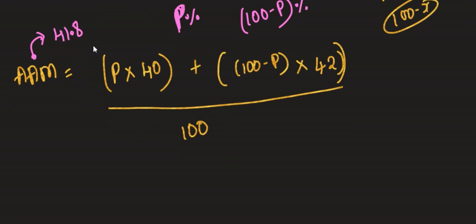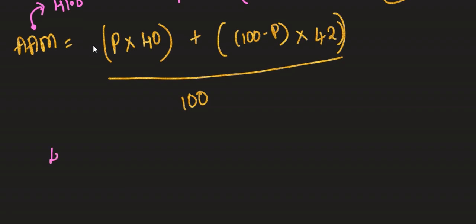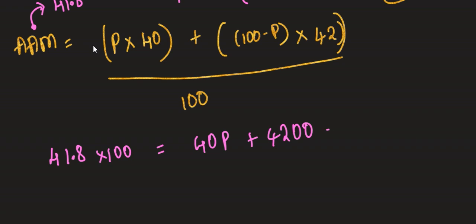41.8. Okay, so let us try to substitute here. So how much are you going to get? 41.8 into 100, sending this 100 this side, so what you will get? Into 100 is equal to 40p, plus what are you going to get? 42 into 100, you will get 4200 minus 42p.